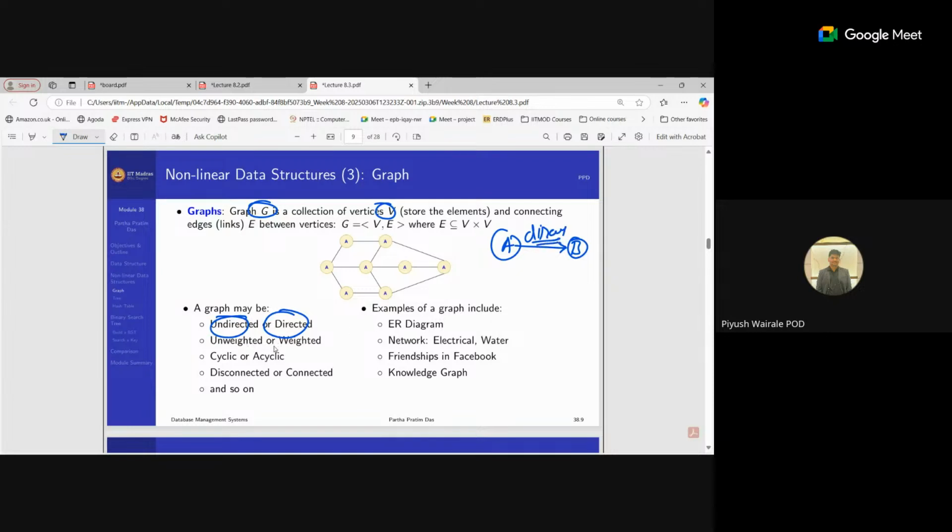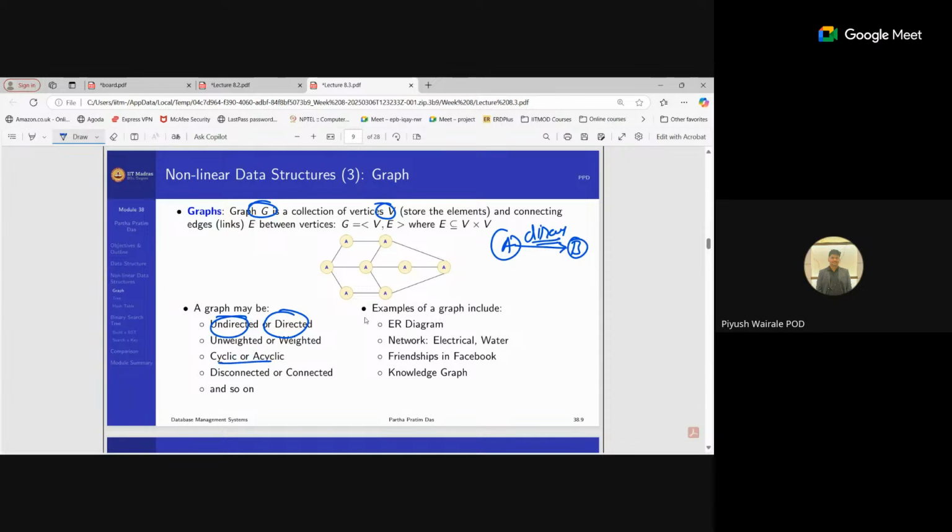Weighted or unweighted graph. So if we have some weight, like the cost corresponding to go from A to B will be some weight, we'll mention it on that particular arrow. So that is basically a weighted graph. If there is no such case, no weight is there, that is basically an unweighted graph, right?